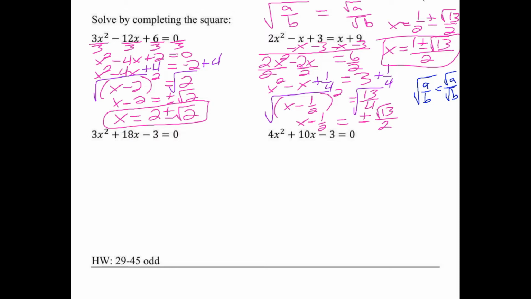So the lower left problem. We need to remember what we were doing from last time. We are solving by completing the square. What do we need to do first?